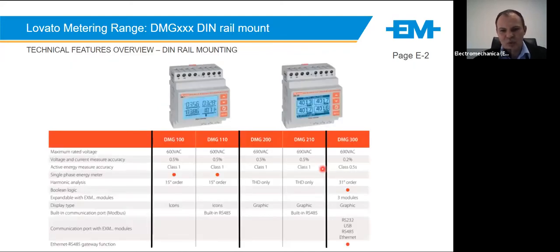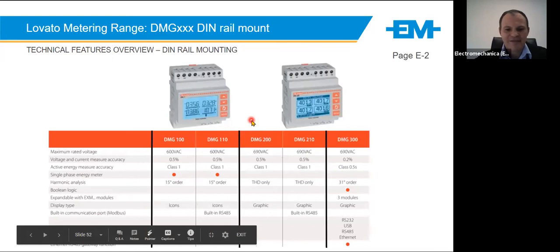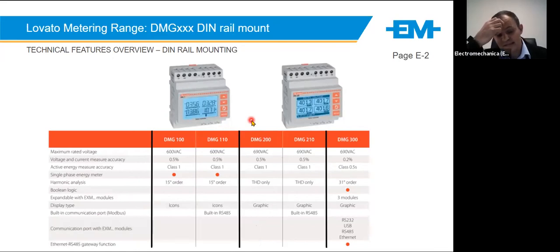We have the DMG 100-200, of which we could consider the DMG 100 for more entry-level type applications. It's CT type connection. Depending on the model you select, you can have RS485 built into the device and some basic harmonic analysis up to 15th order. Sometimes that is enough for the sites. Quite often customers wouldn't even know what to do with that, but the data is there and it is present.